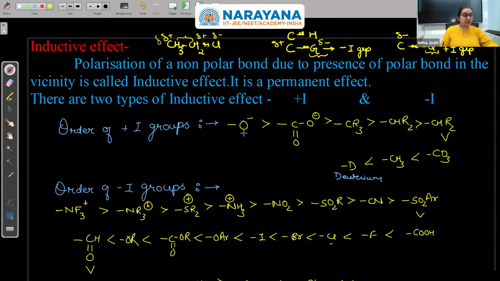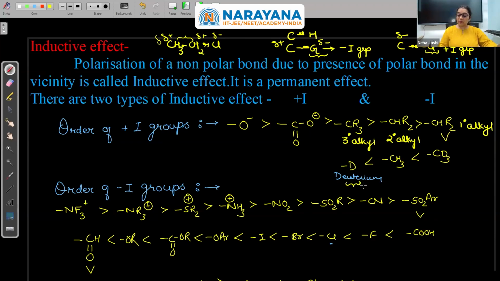So the plus I order: strongest is O minus, then COO minus, then CR3. CR3 you also know as 3 degree alkyl. Then CHR2, we can call 2 degree alkyl. CH2R is 1 degree alkyl, and so on. Then CD3, then CH3, then deuterium.